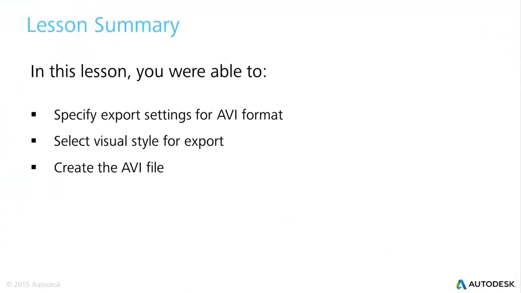Let's review the learning objectives for video 2. In this lesson, you were able to specify export settings for creating an AVI file format. We looked at different export options in terms of selecting visualization styles, and then we finally created the AVI file format so you can actually share your animations with other stakeholders.